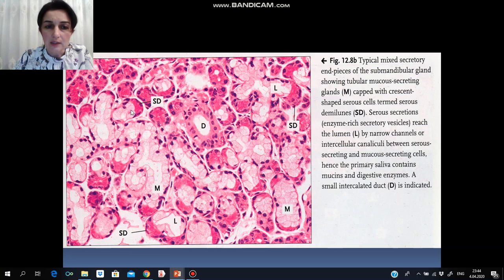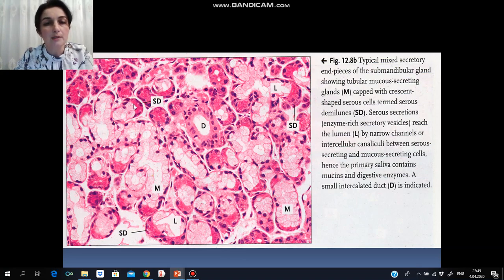In the lumen of the end piece, or secretory portion, we will see mainly mucous cells, but at the periphery of them we will see serous demilunes, which are located at the periphery. They surround like half moons. They include serous cells. That is the mixed secretory portion.